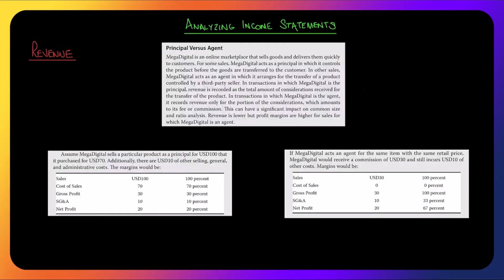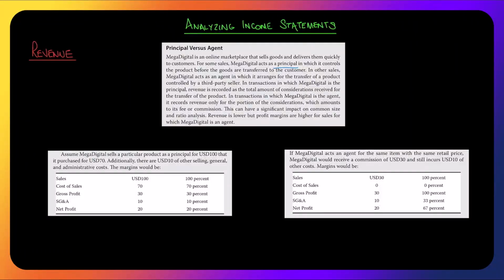First one here is principal versus agent. Let's read through. Mega Digital is an online marketplace that sells goods and delivers them quickly to customers. I think we can all imagine real-world companies that do this. And for some sales, Mega Digital acts as a principal. What does this mean? Well, it controls the product before the goods are transferred to the customer. It's their product. They have it in their warehouse. They decide what to do with it.